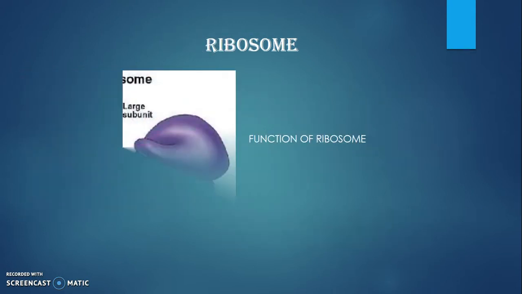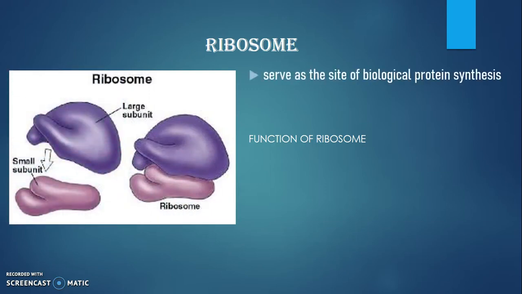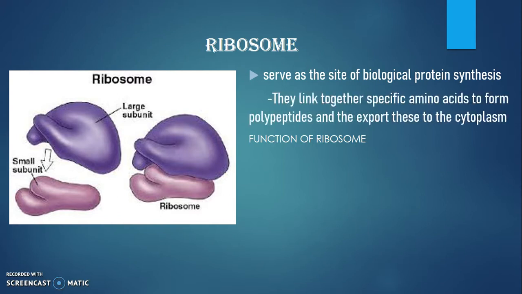Another is the ribosome. Ribosomes serve as the site of biological protein synthesis. They link together specific amino acids to form polypeptides and export these to the cytoplasm. A ribosome is a complex molecular machine found inside living cells that produces protein from amino acids during the process called protein synthesis or translation. Protein synthesis is the primary function performed by all living cells.